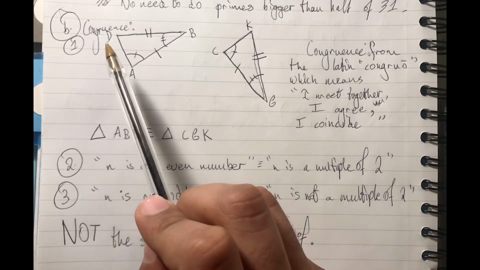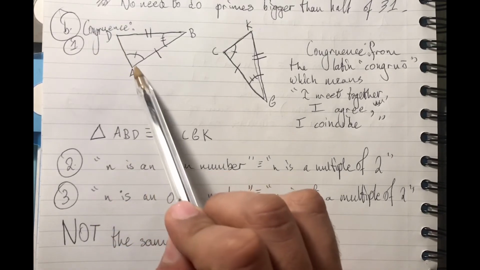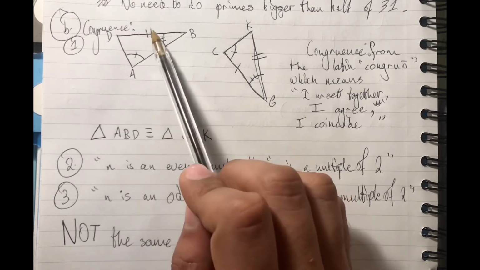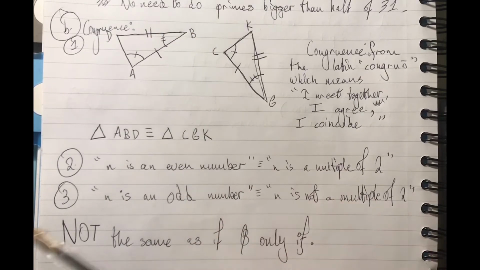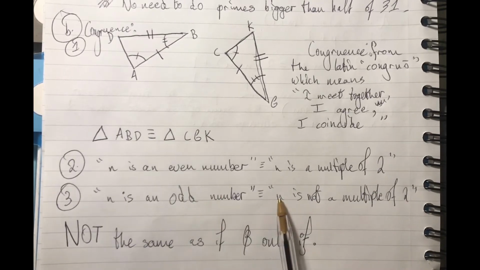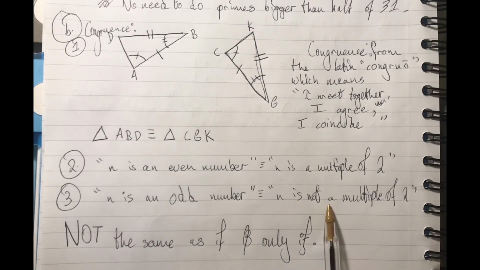Now, at GCSE, when you had congruence, you usually looked at triangles or similar shapes that had two sides and an angle in common, and therefore would be congruent to each other. However, A-level is a little bit different. We're going to look at two statements which essentially mean the same thing. Here we've got n is an even number. That's the same thing as saying n is a multiple of 2. Or n is an odd number is the same thing as saying that n is not a multiple of 2.